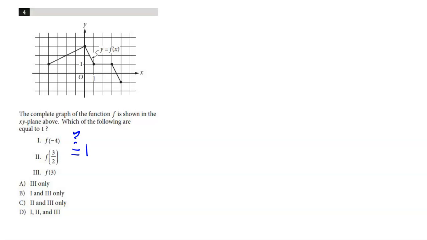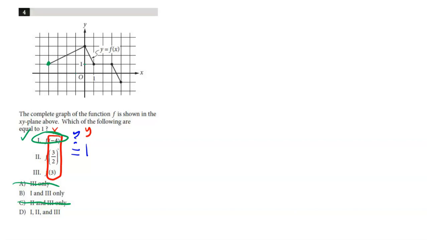Now, being equal to 1 means that when you plug in these x values right here, who's going to come out to give you a y value of 1? So let's go through. F of -4, we'll take care of this first one. F of -4, well, if you input -4, 1, 2, 3, 4, you get an answer of y equals 1. So the 1 works. So we can eliminate that answer, because B and D still have 1 in there.